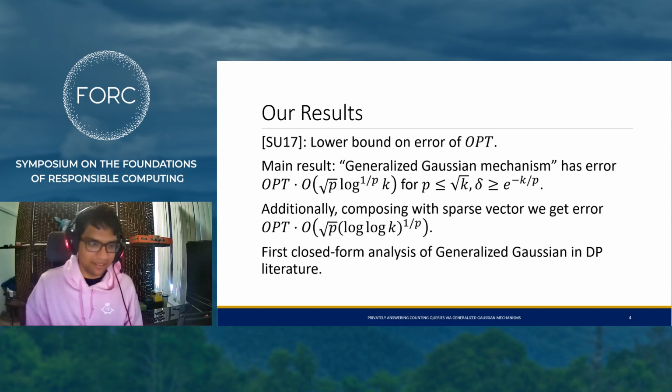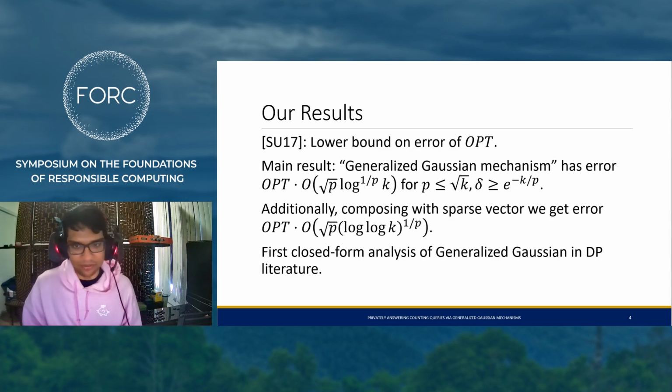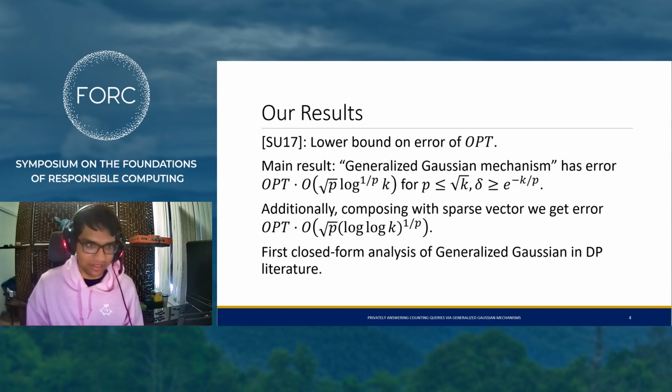Besides the quantitative results, what is really more qualitatively interesting about our paper is that it is the first closed form analysis of the generalized Gaussian in the DP literature. And in particular, while there have been future results improving on the L infinity error of our paper, there are some qualitative reasons why a generalized Gaussian might be more appealing than those results. So our hope is that following this paper, there will be more analysis of the generalized Gaussian and more investigation into where it could improve upon the Gaussian, both in theory and practice.